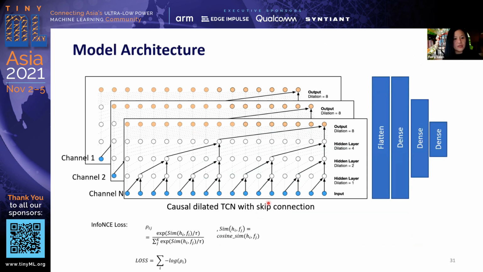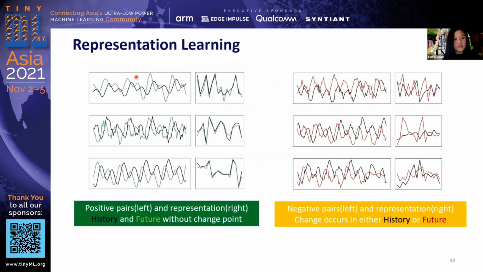The architecture we're using is a causal dilated TCN, and the loss function we're using is InfoNCE loss. For more details on why we picked InfoNCE loss, see the paper, and you can see the result here. One initial result is that the positive pairs, with history and future without a change point, meaning they are within the same class, are actually very similar, while the ones that do have change points do not correspond to each other very well.